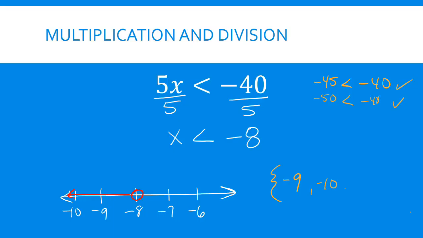So that checks out. Let's try -11. 5 times -11 is -55, which is less than -40. So this checks out. So we can see we're building out our solution set here. We know that this solution set, -9, -10, -11, goes on forever until -infinity. But we're just going to write 3 numbers, otherwise we'd run out of room.